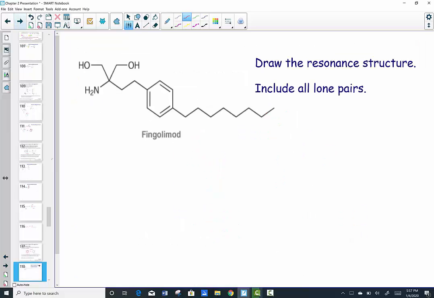Draw the resonance structures, including all lone pairs. Well, for this particular molecule, the oxygens require lone pairs. The nitrogen needs a lone pair. And this is the aromatic functional group called benzene, and it is really the only alternating conjugated system.